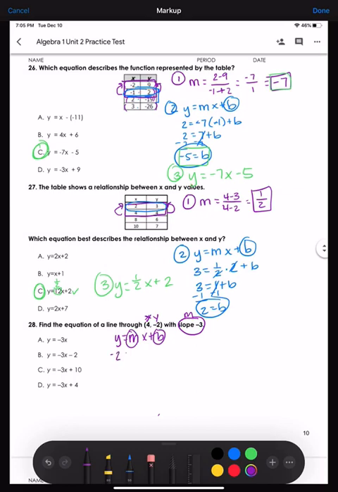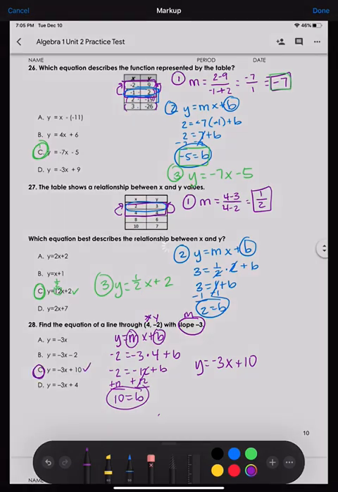I'll do -2 equals m, which is -3, times 4 plus b. So I get -2 equals -12 plus b. Add 12 to both sides, and I get 10 equals b. So now that I have m and b, I can plug them in. y equals mx plus b. And I look for the one that matches. I'm looking for -3x plus 10, which is C. Okay.